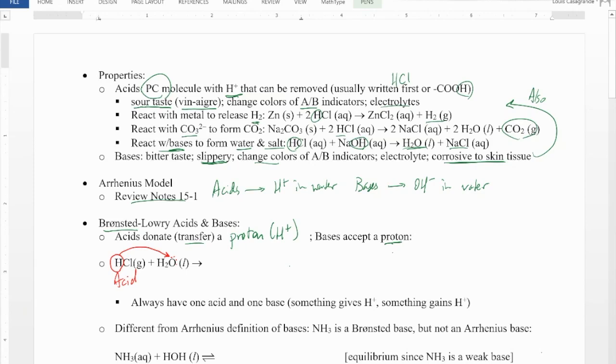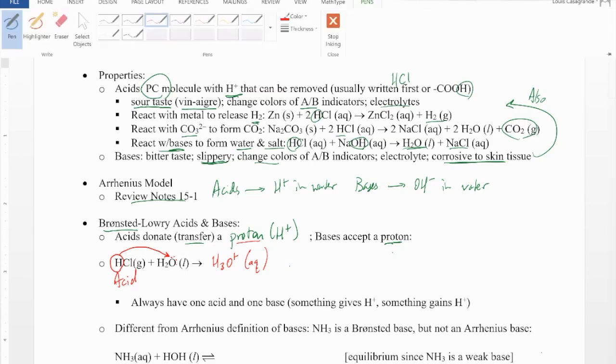High electron density is going to be attractive to the lone proton. Remember, a proton is just a single proton. A hydrogen ion that doesn't have an electron has nothing but a proton in it. So we transfer it to the water, and what we end up making is that hydronium ion, H3O plus, and we'll talk about what its role is in a few minutes.